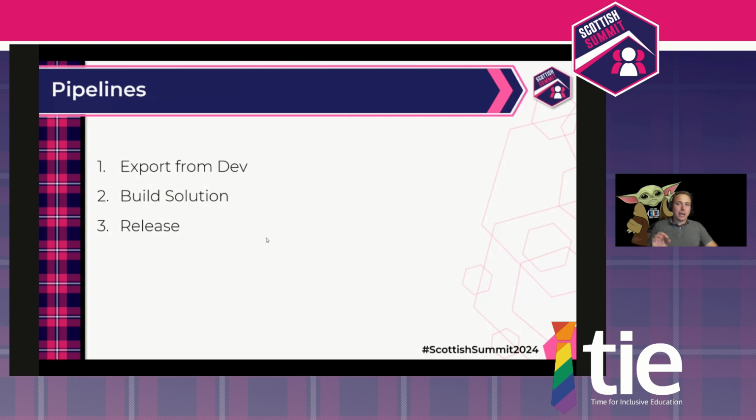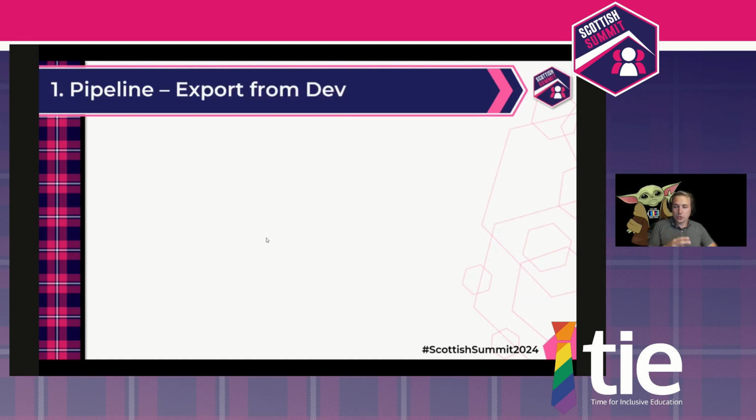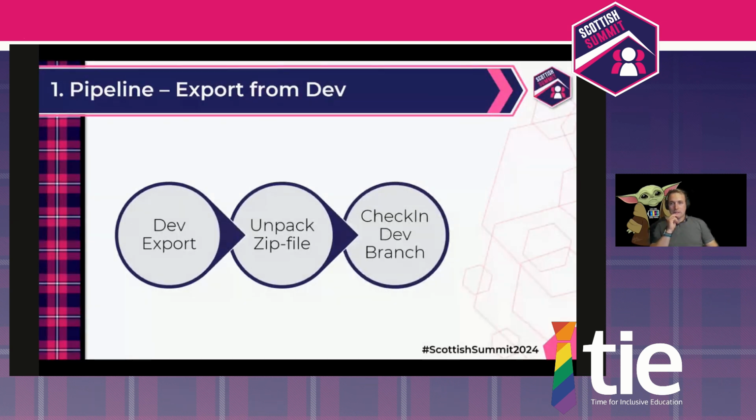So the pipelines we would need to implement the source code centric approach, which is my recommendation, are: we need an export from dev, which can be run frequently. Everything that does is take an export from dev, unpack the solution and save it into our repository, basically. The next one would be a build solution, and then we have a release. So the first pipeline is export from dev. It should do an export from dev, as mentioned. It will unpack the zip file and check it into our repository, into the branch.